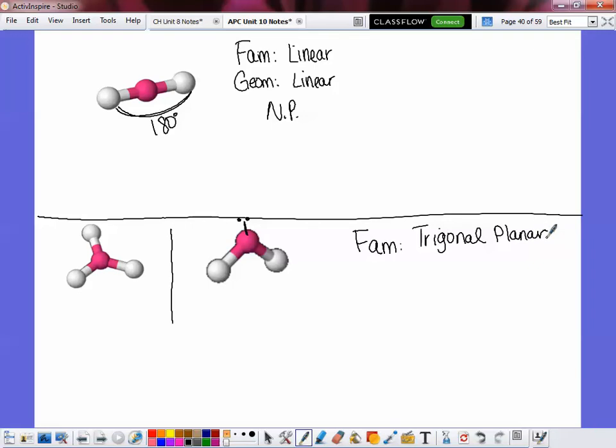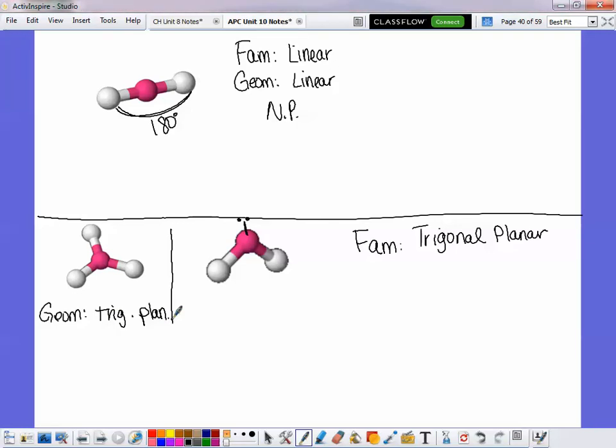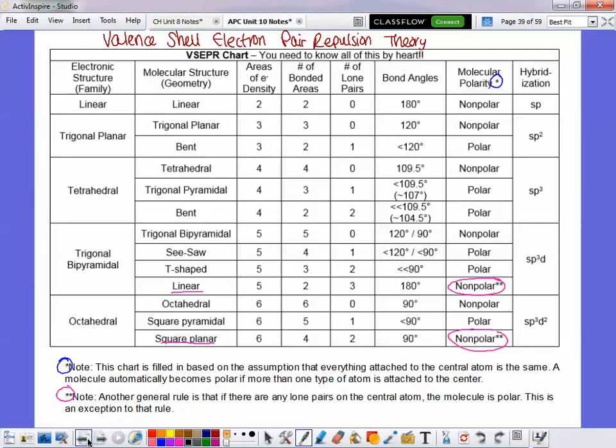So all of these, the family is trigonal planar. This shape, this individual geometry, is also trigonal planar. So I'm just going to abbreviate that, trig plan. Now within each family, did you notice how the first molecular geometry had the same name as the family name? So whenever you have no lone pairs on that central atom, the geometry is the same as the family.